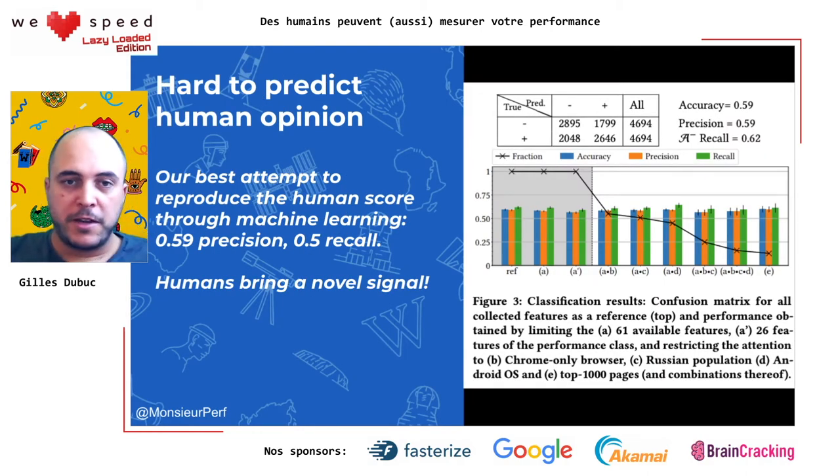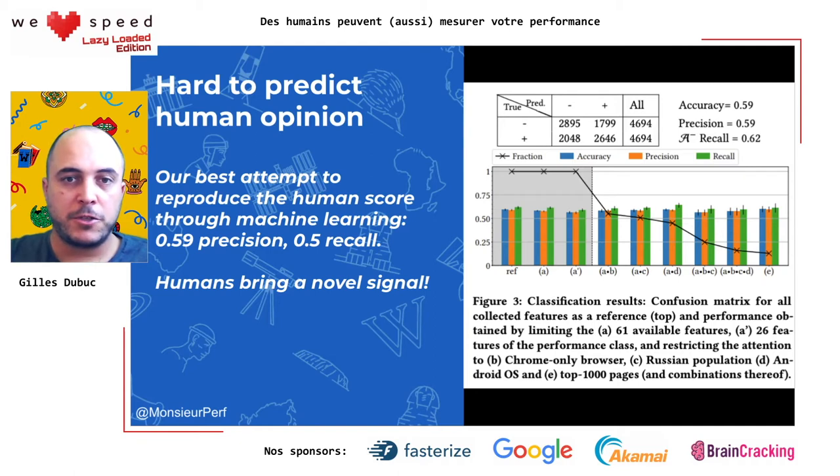Then we tried to build a machine learning model to reproduce the opinion that people entered in the survey. We thought that if we could build a good enough machine learning model, we could basically stop running the survey and just apply the formula that gives us the human opinion on the raw run data that we're collecting already. So we collected as many raw metrics as we could from dozens of APIs, put them in a single machine learning model, and tried to reproduce what people answered in the survey based on that.